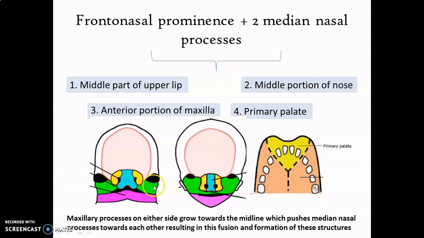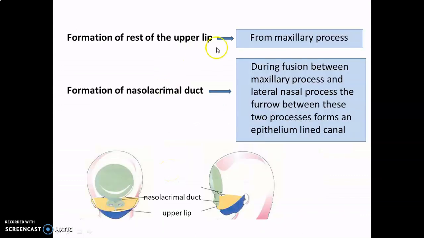The maxillary processes on either side move towards the midline, which actually pushes the median nasal processes towards the midline, causing their fusion. And the rest of the upper lip is formed from the maxillary process, and the maxillary process also fuses with the lateral nasal process. But during this fusion, the furrow in between forms an epithelium-lined canal, which is nothing but the nasolacrimal duct.